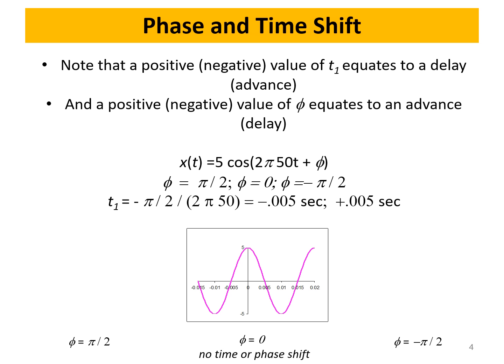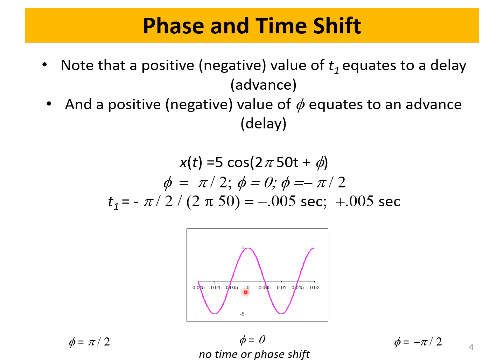Here is an example, and let's see if we can follow it. This is 5 cosine of 2 pi 50 t plus phi. If phi is pi over 2, that means it's a positive phi, so it's going to be advancing.